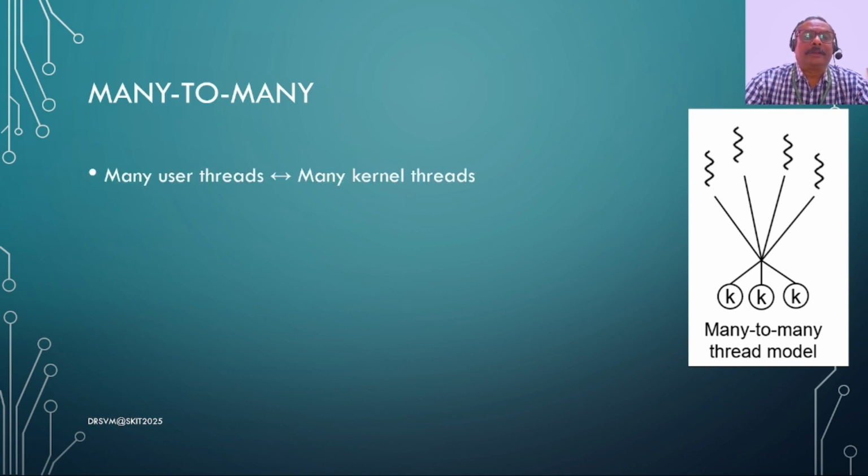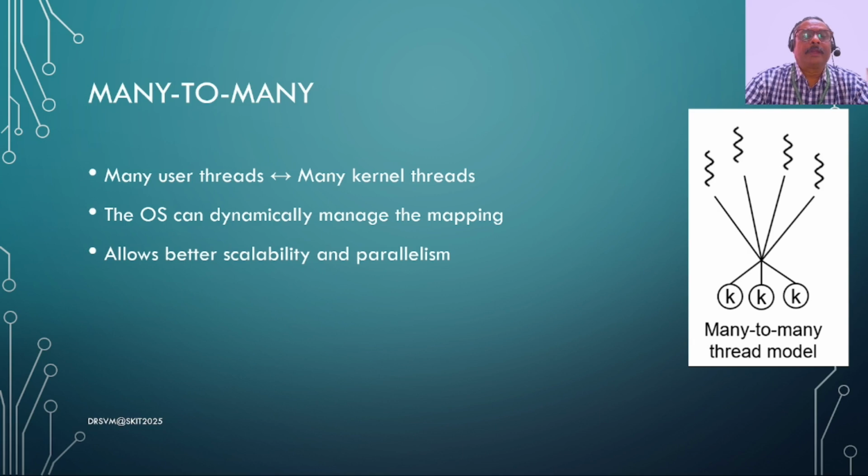So there are many user threads, they are mapped to many kernel threads, and the operating system can dynamically manage this mapping, which user thread should be mapped to which of the kernel threads, and all that is dynamically managed by the operating system. And this will allow better scalability and parallelism, because there are multiple kernel threads, and each kernel thread can work with one core of the CPU, and because of that we can make sure that parallel execution of these threads can be taken up.